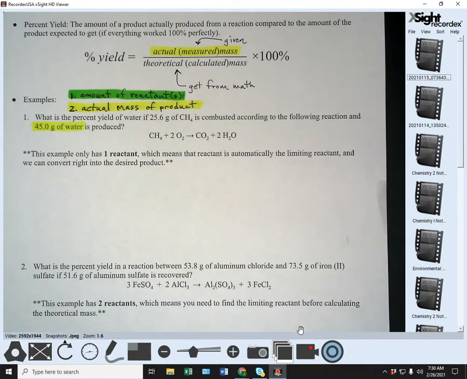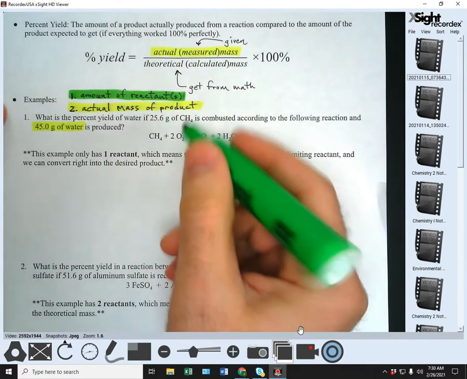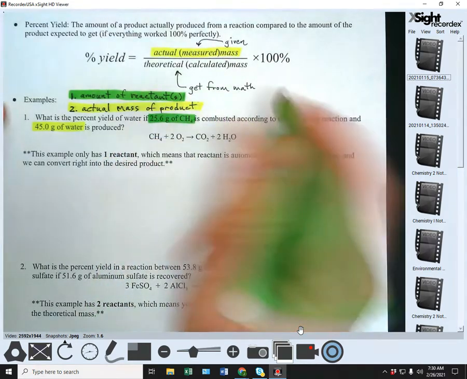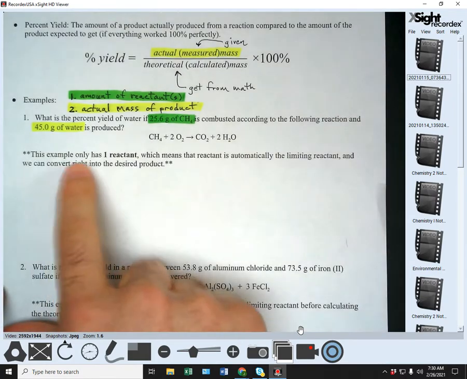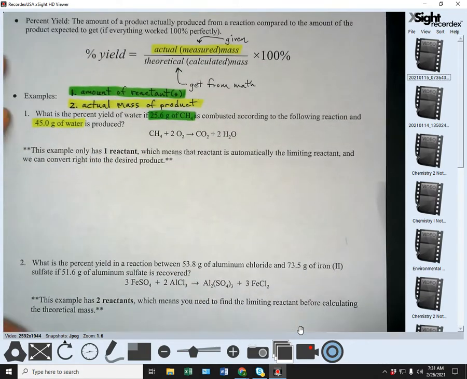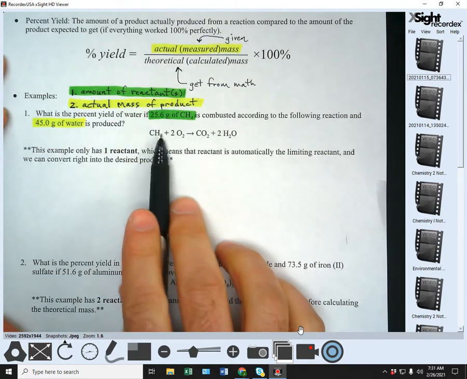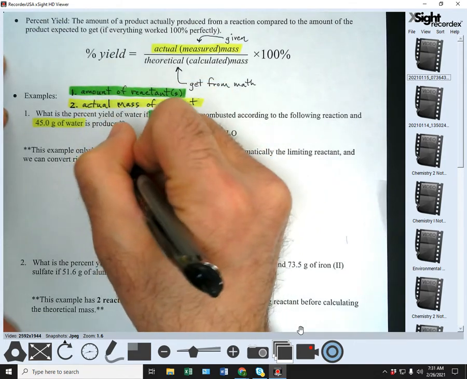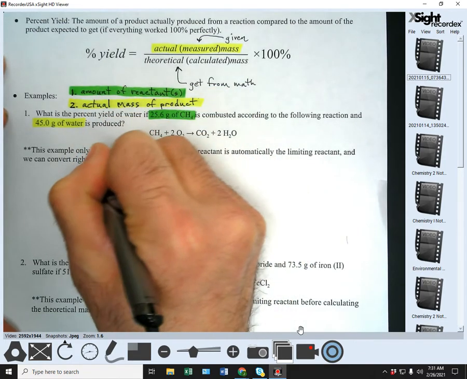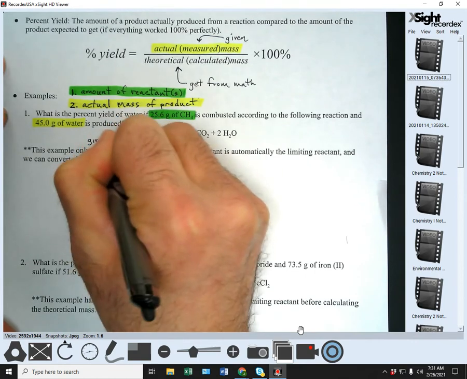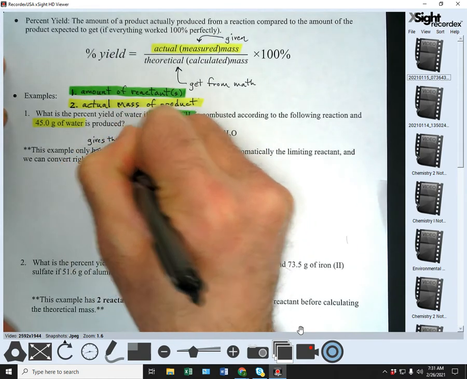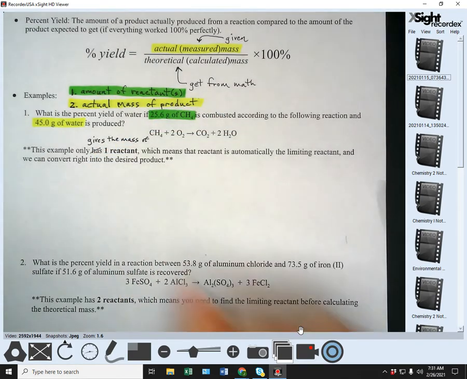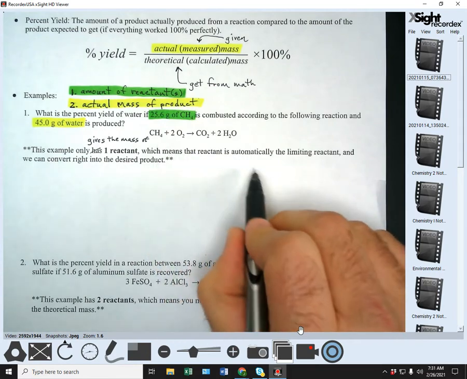The substance does. Okay, which means they're going to give you either one amount of reactant or more. So here, they're just giving us one reactant. So this example only has one reactant. And when I say one reactant, I don't mean there's only one reactant. I mean it only gives the mass of one reactant. Okay, which means that reactant is automatically the limiting reactant.